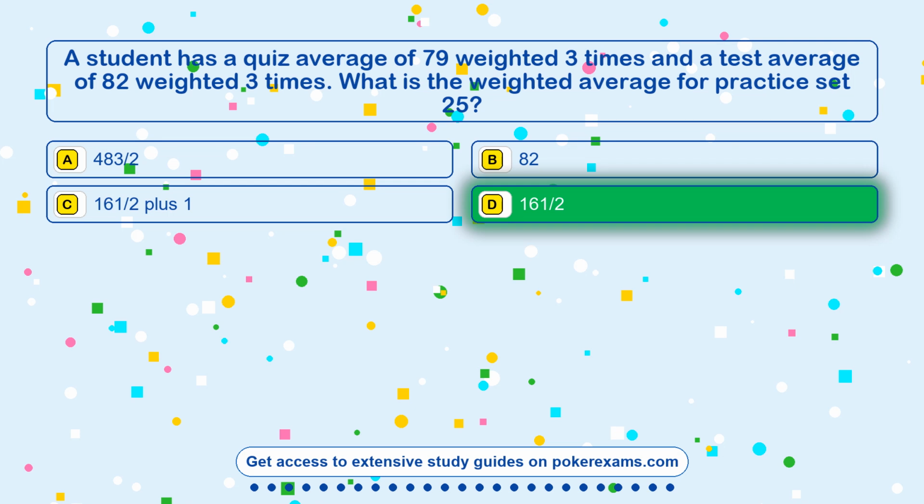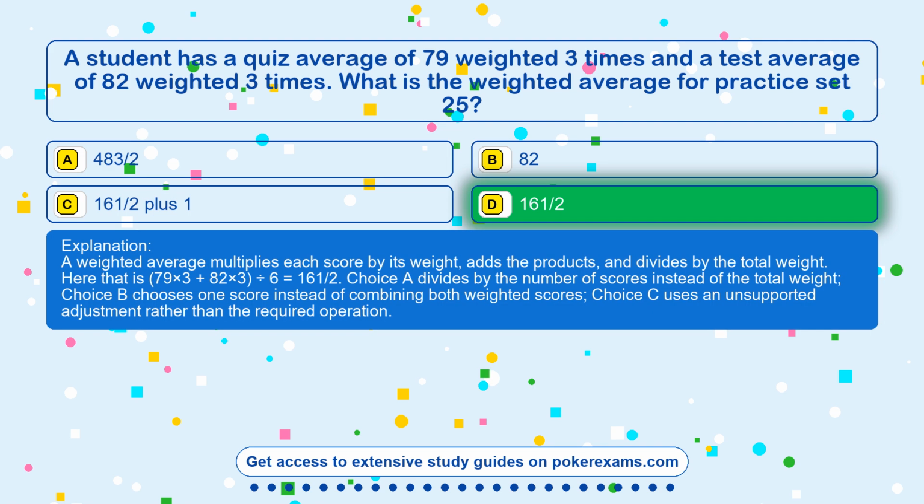The correct answer is option D, 161/2. A weighted average multiplies each score by its weight, adds the products, and divides by the total weight. Here that is (79 times 3 plus 82 times 3) divided by 6 equals 161/2. Choice A divides by the number of scores instead of the total weight, choice B chooses one score instead of combining both weighted scores, choice C uses an unsupported adjustment rather than the required operation.